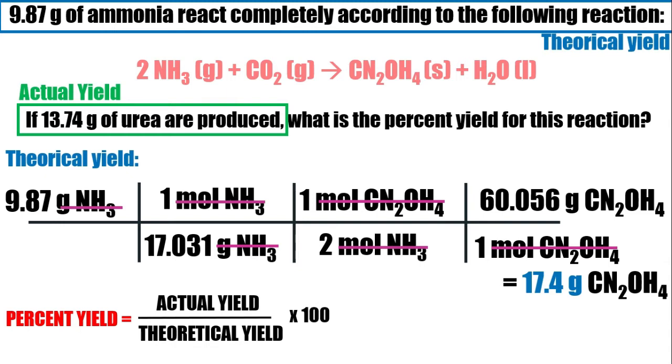Now let's solve for the percent yield. So we have the formula actual yield divided by theoretical yield times 100. That will give us 13.74 over 17.4 times 100. The final answer is 79.0%. Why? Again, we consider the lowest number of significant figures when dividing. That's why the final answer should have 3 significant figures too.